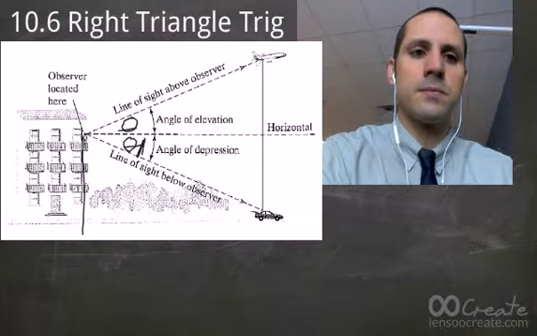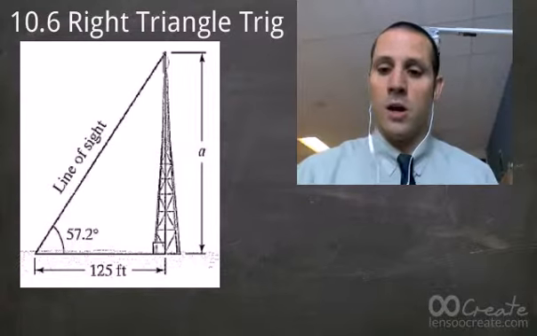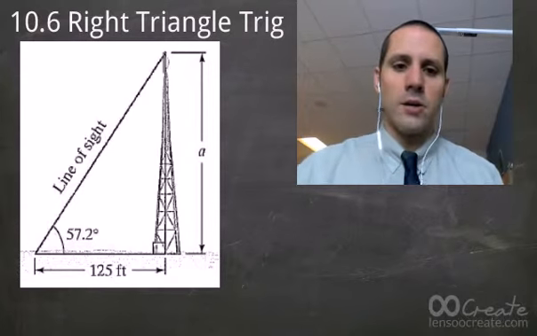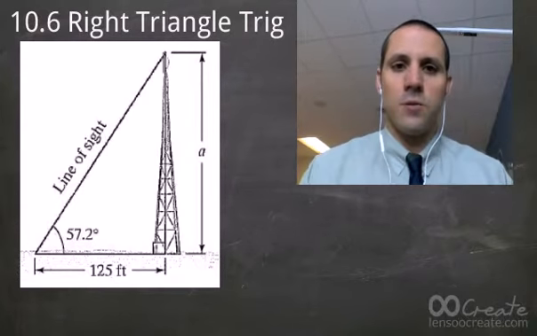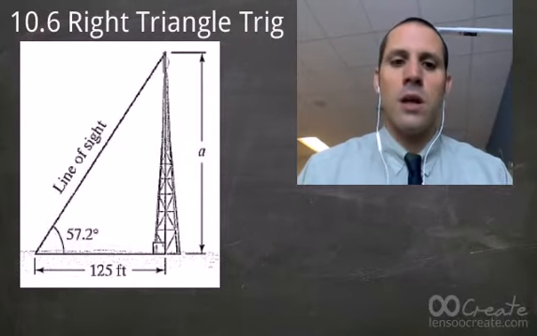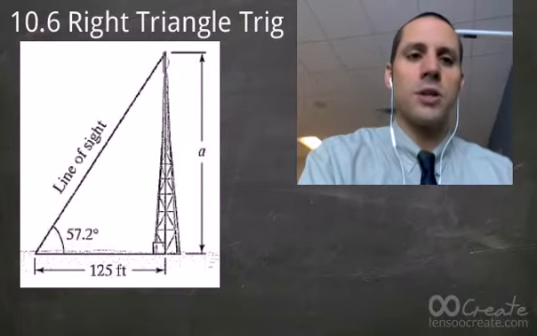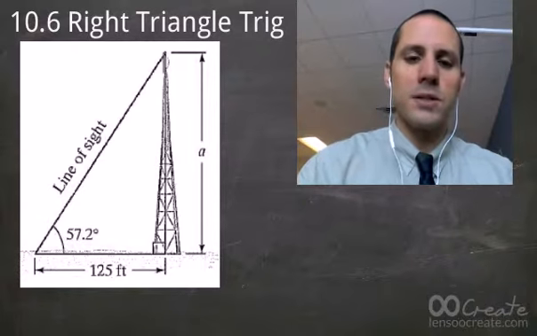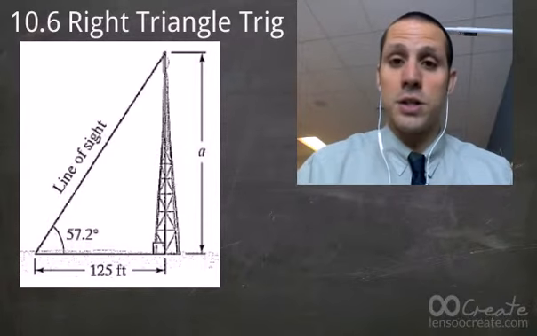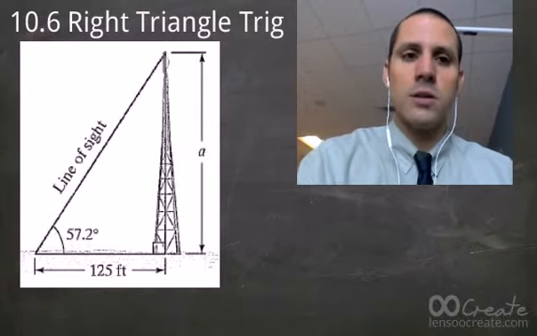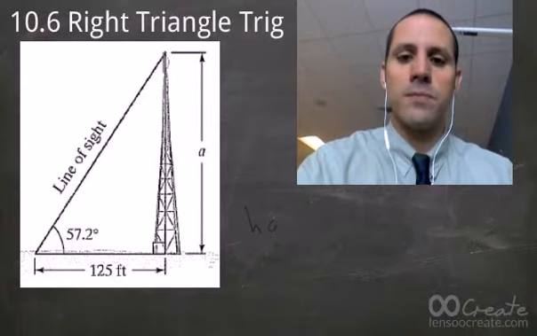Let's look at an example. All right, here's our problem. We are standing 125 feet from a tower, and we're looking up at the top of the tower with an angle of elevation of 57.2 degrees. So the question is, how tall is the tower?